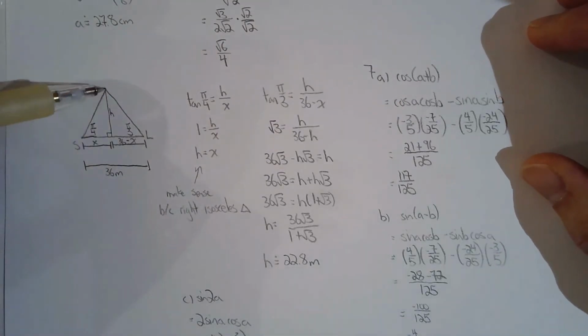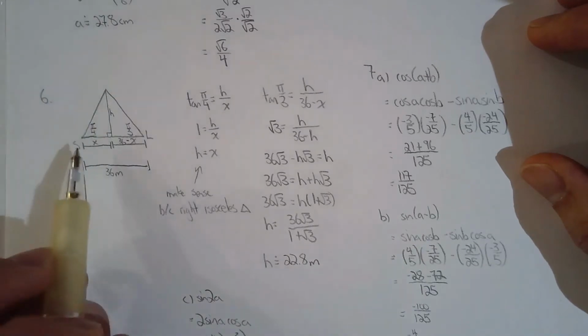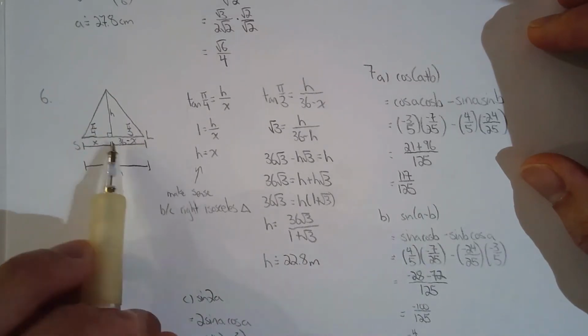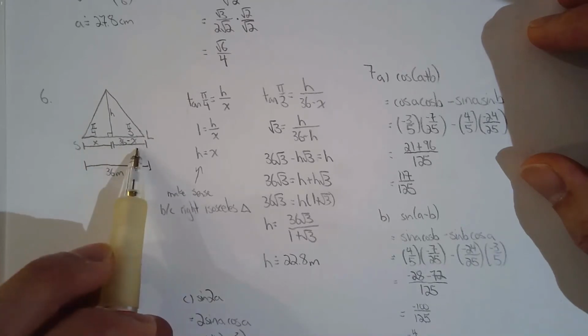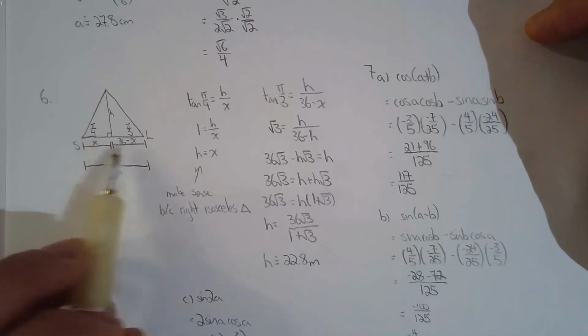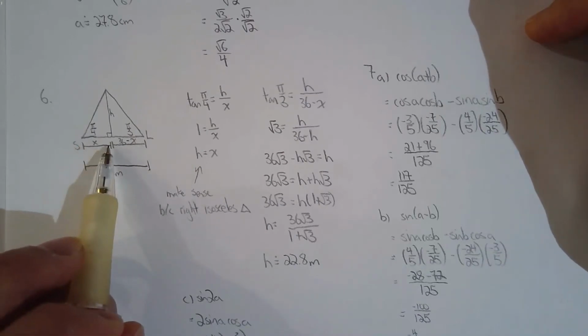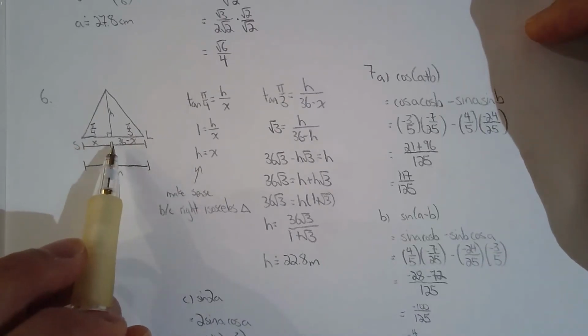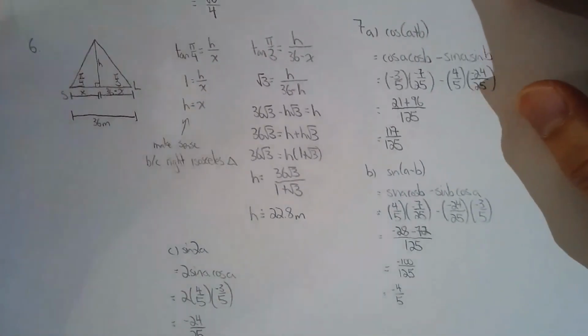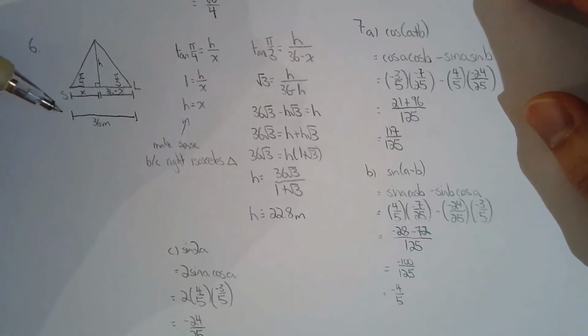So I looked at the point underneath the hot air balloon. If Sherry to that point is x meters, then Leo to that point is 36 minus x, because the sum of the two distances must be 36. So this is x, this must be 36 minus x. And just follow some basic algebra and then solve for the height. About 22.8 meters.